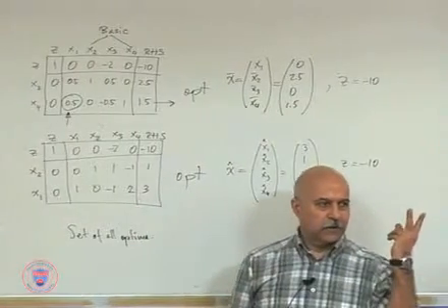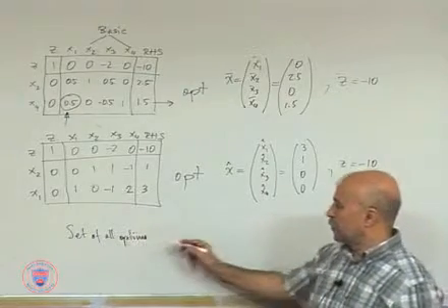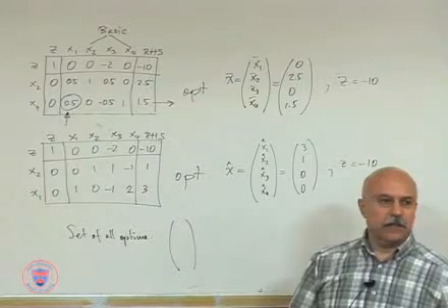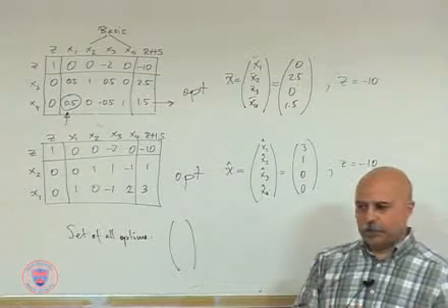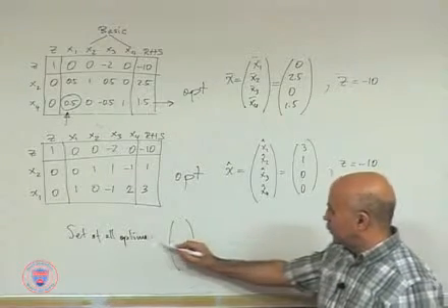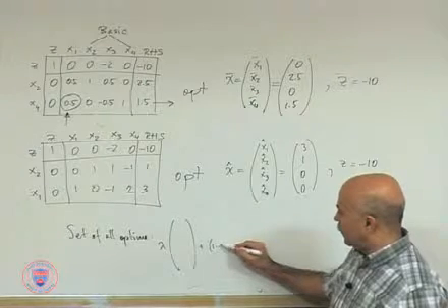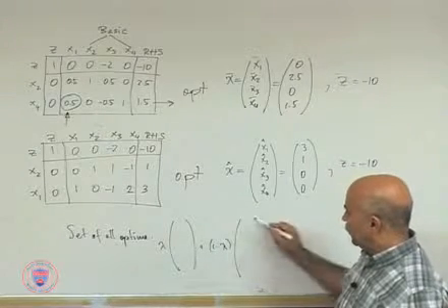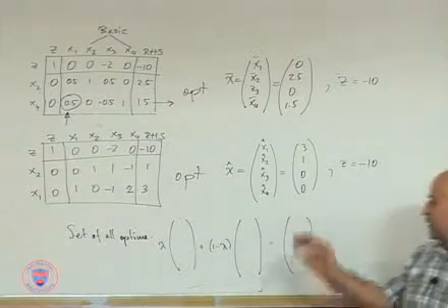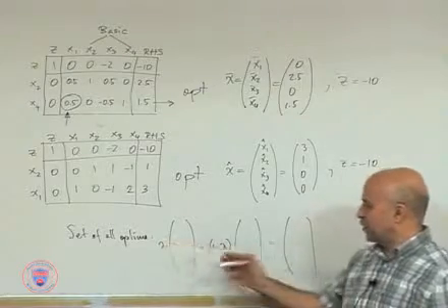There are two different basic feasible solutions that are both optimal. So the set of all optima is the set of all convex combinations of the distinct extreme point optimal solutions. In this case, you've got two of them. So you multiply one of them by lambda, the other one by 1 minus lambda, and then you get your optimal solutions as dependent on lambda.